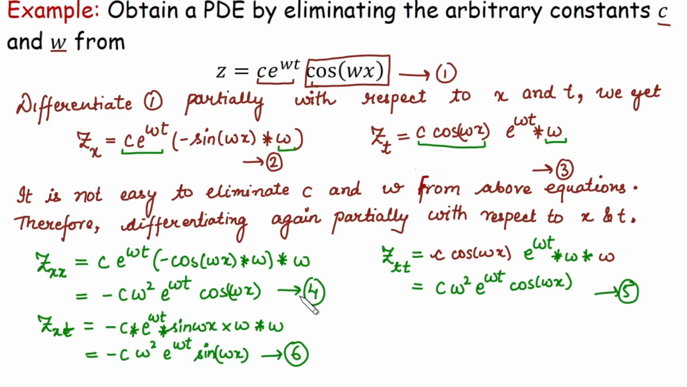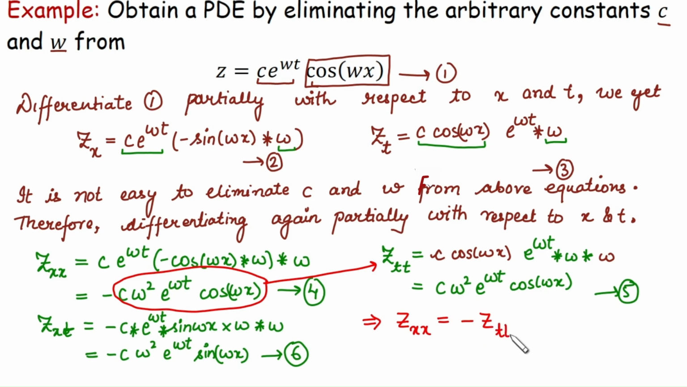So can you identify how we can remove these two constants? Observe equations 4 and 5. Both the terms are the same, but one contains a negative sign, and here we have a positive sign. So we can replace this entire term with the second order derivative of z with respect to t. It means here we can replace this. So this implies the second order derivative of z with respect to x is equal to minus the second order derivative of z with respect to t.